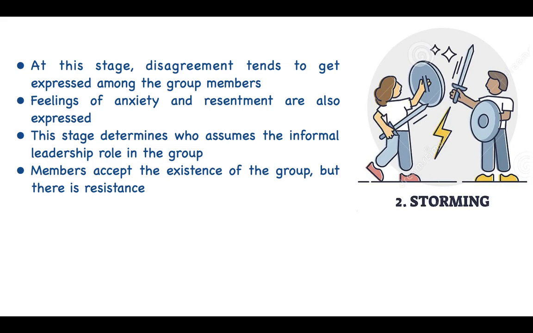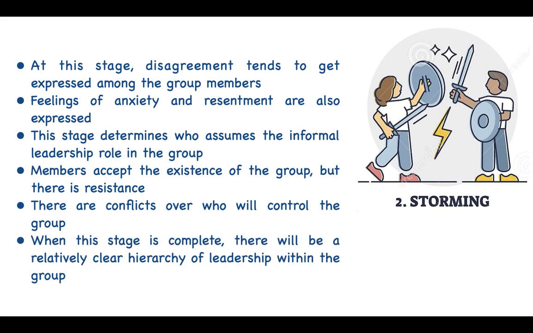And people will start accepting that there is this group, but at the same time there will be resistance among members in the group. There will be conflicts also, that who will control the group, who will be the leader. And this stage, the storming stage, will be over. So here the words that we use are disagreements, uncertainty, resistance. All these keywords are associated with the storming stage. And this stage will be complete when there is a relative clarity on the hierarchy of leadership in the group, who will lead the group.